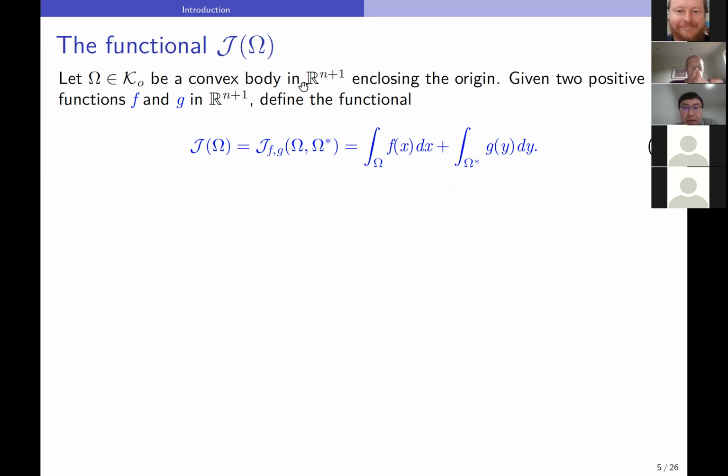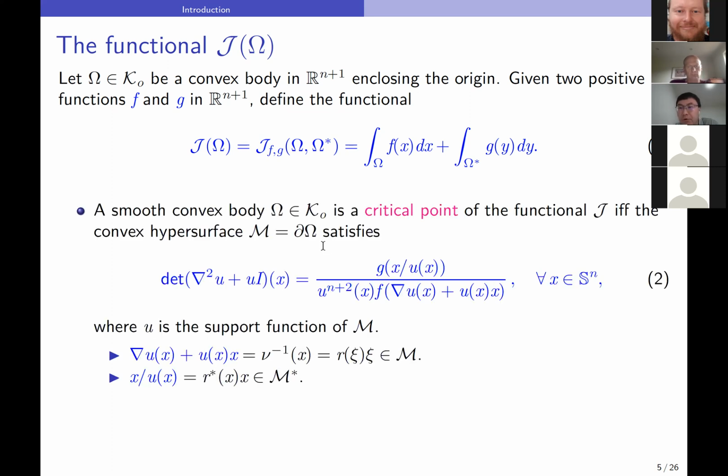Let omega be a convex body in R^{n+1} enclosing the origin. Given two positive functions f and g on R^{n+1}, we can define the following functional J of omega. It is equal to the sum of two integrals: the first is the integral of f over omega, and the second is the integral of g over its polar dual omega star. So this functional is just a sum of weighted volumes of omega and omega star. It is a very basic functional, and we are interested in finding the critical points of this functional.